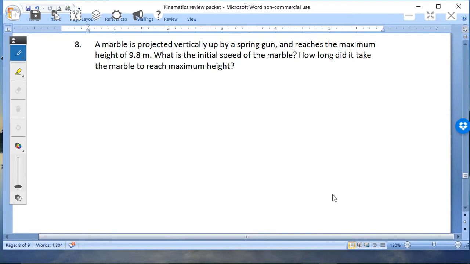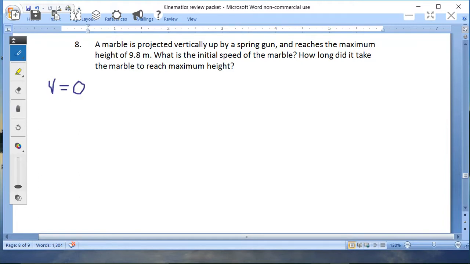The marble is projected vertically upward by a spring gun and reaches the maximum height of 9.8 meters. What is the initial speed of the marble? How long did it take the marble to reach maximum height? This problem is very similar to the Stomp Rocket Lab, and we need to take advantage that at maximum height for any object thrown vertically upward, v is equal to 0.